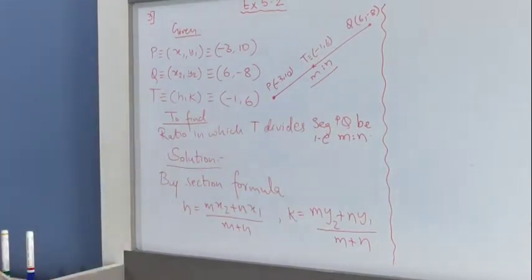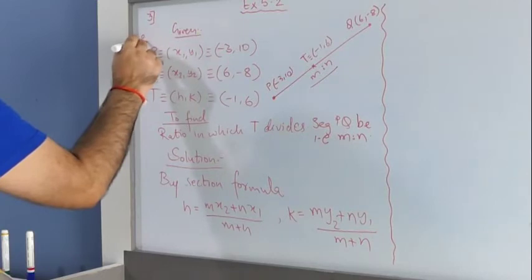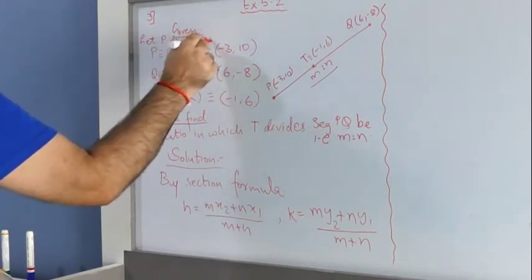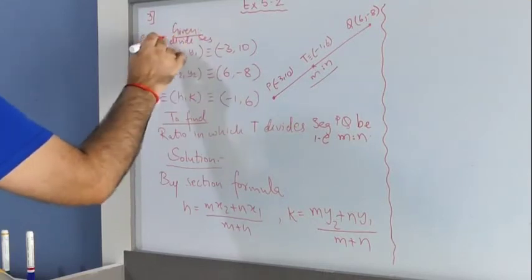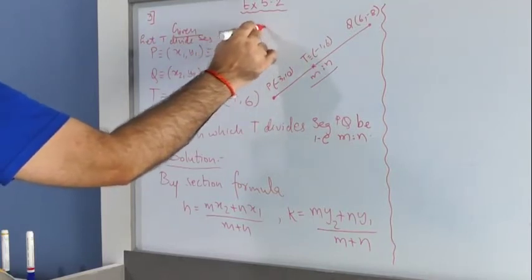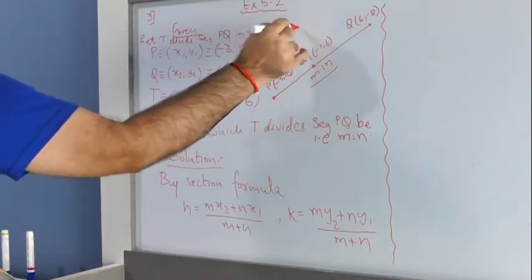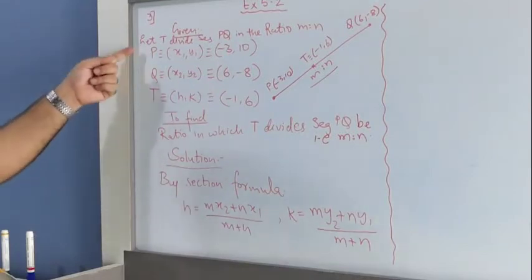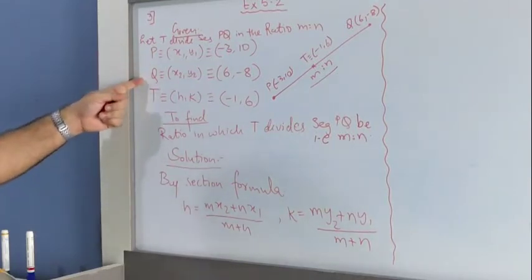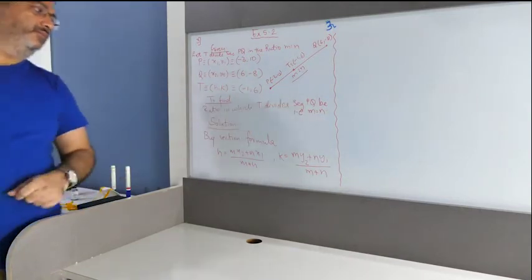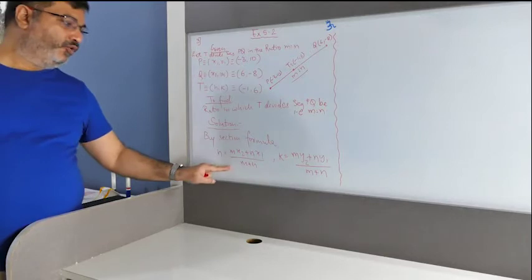Okay, we will here mention, let T divide segment PQ in the ratio m is to n. So T is dividing segment PQ in the ratio m is to n. P is given, Q is given, T is given. We have to find out m is to n. Right? By section formula we know h is this, k is this.